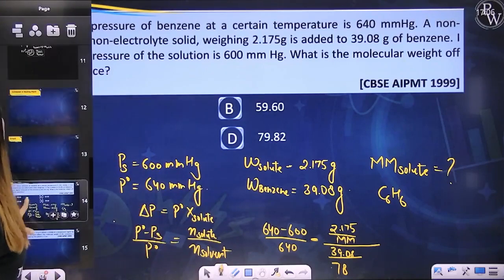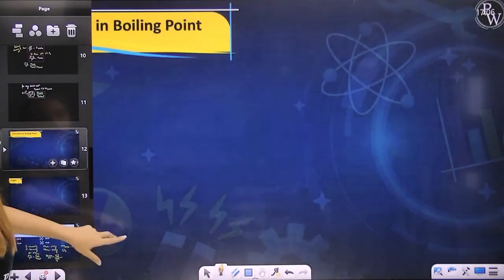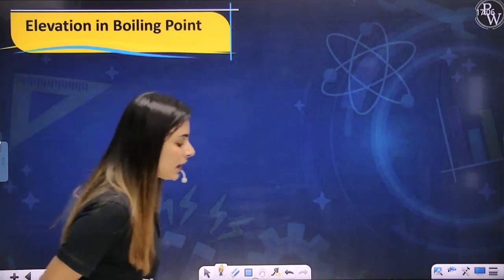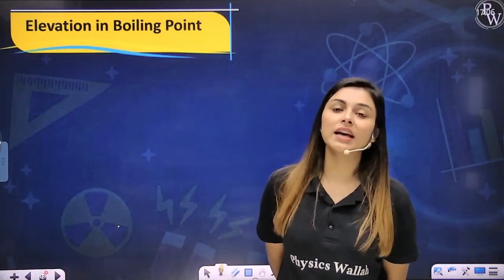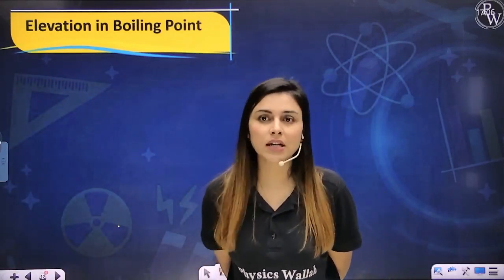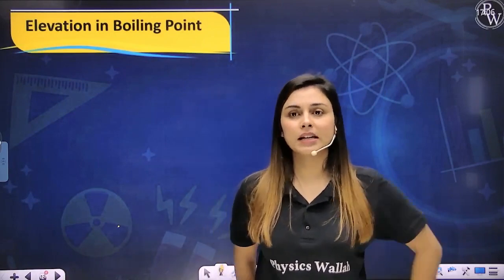Now, my dear students, let's move forward to another colligative property, which is elevation in boiling point. Now we are going to understand elevation in boiling point.